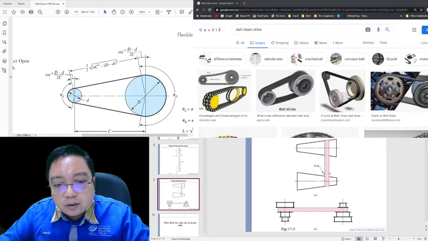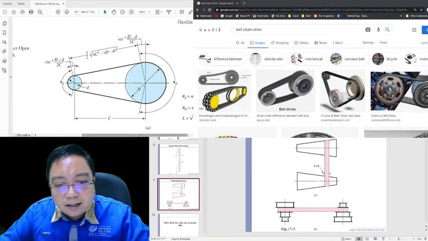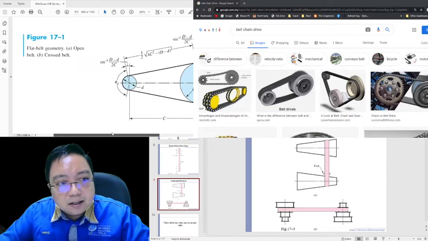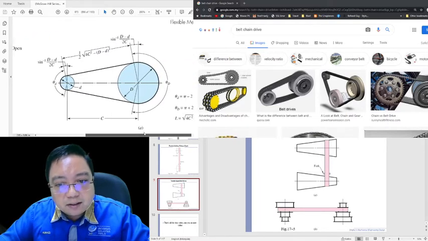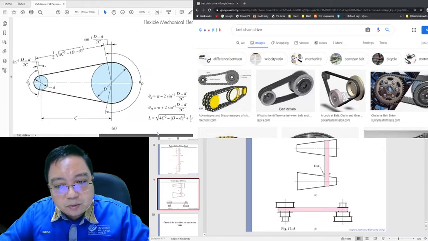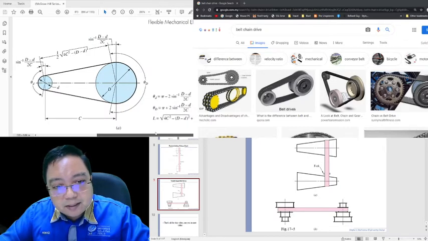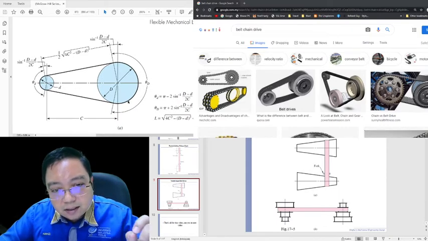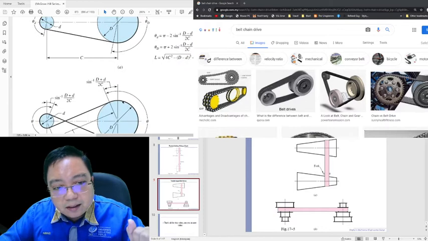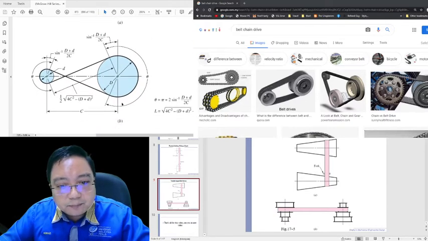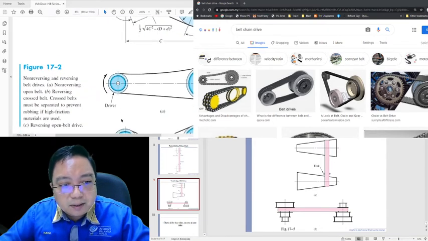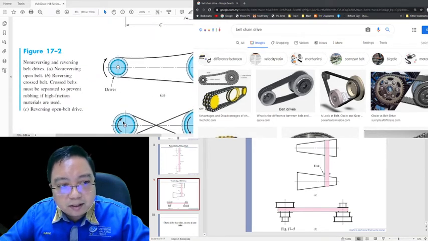Okay, so we see the textbook. This is what you have seen in the slide before: the flat belt geometry, open and cross belt. Again, I advise you to take a pencil and draw it again so that you will remember the location of the geometry. And then this is the cross belt. This is the nonreversing and reversing belt drive: nonreversing is the open belt, reversing is the cross belt.